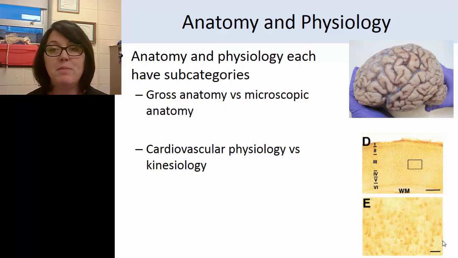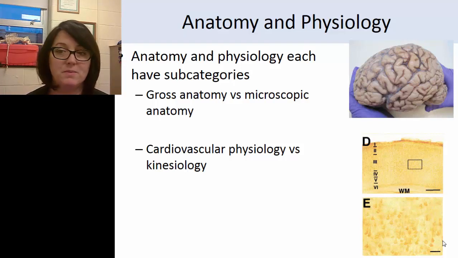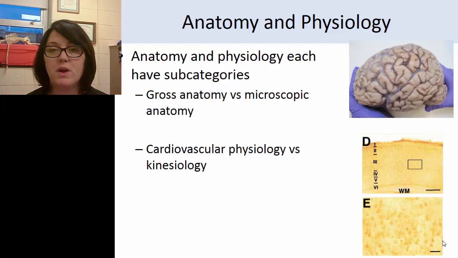Right? Up top, hopefully you recognize that as a brain. And down below, those are a little bit less recognizable. Right? So if we were studying that brain, would we be studying gross anatomy or microscopic anatomy? Hopefully you said gross anatomy, right? Those pictures below the brain are actually pieces from the brain, and we're looking at those with the microscope, right? So D and E would be examples of microscopic anatomy.